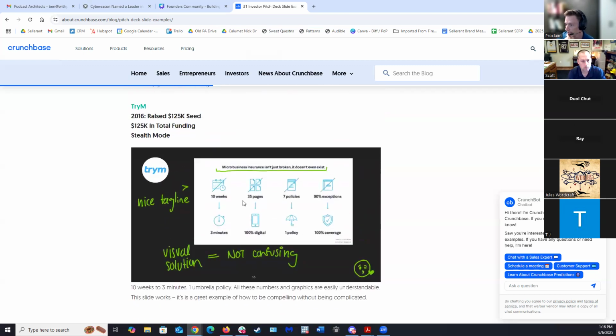This is good. 10 weeks, we reduce it to 3 minutes. 35 pages, we can put it 100% digital. 7 policies, we reduce it to one. 90% exceptions, 100% coverage. All right, so we got a couple people in the waiting room.